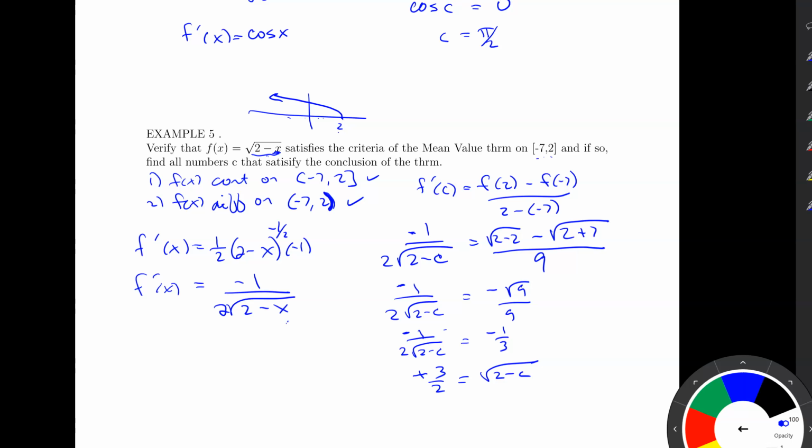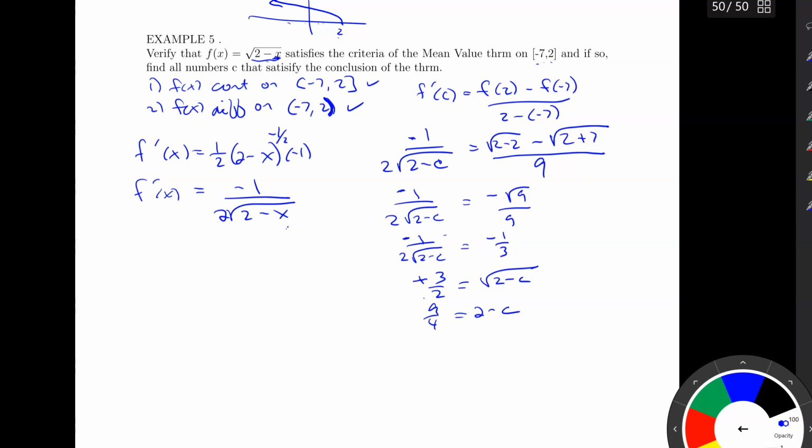So now let's square both sides. I'm going to solve for c. So I get 8 minus 1, so -1/4. Again, I want to make sure that this c is in the interval between -7 and 2, and it is.